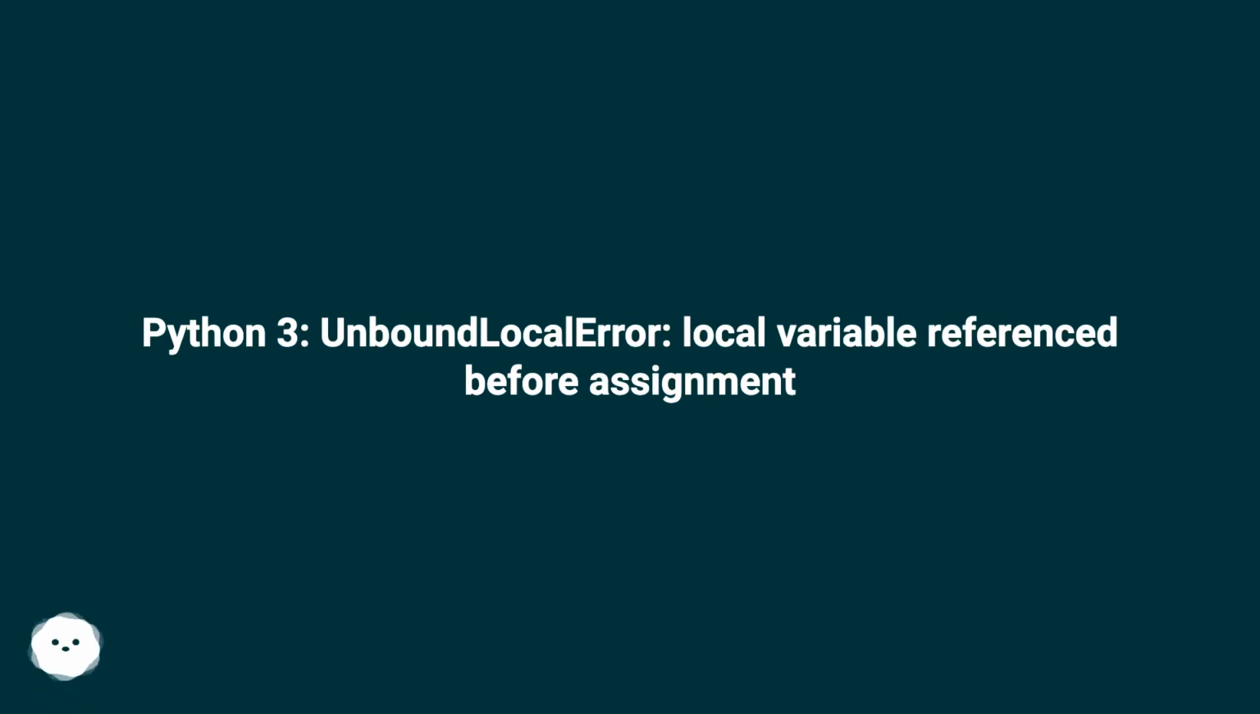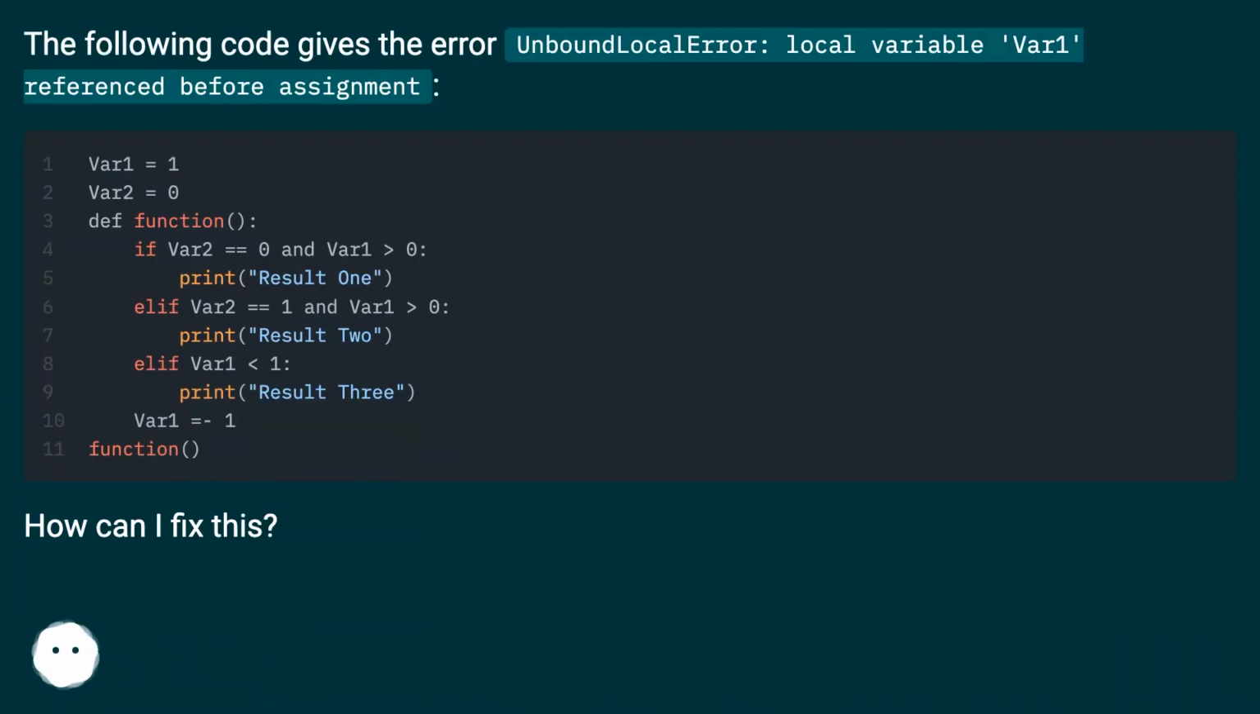Python 3, UnboundLocalError: local variable referenced before assignment. The following code gives the error "UnboundLocalError: local variable 'var1' referenced before assignment". How can I fix this?